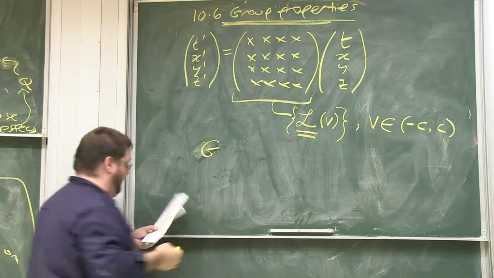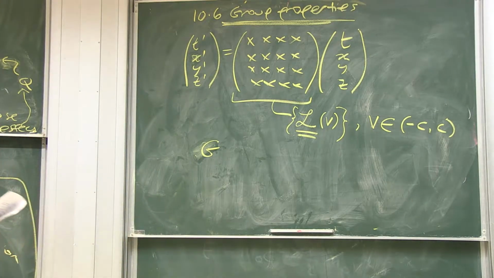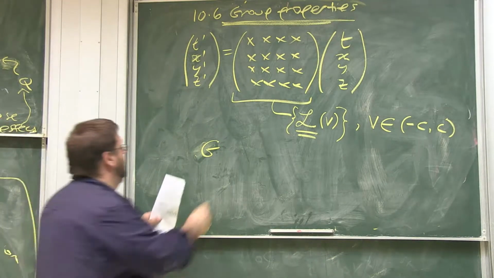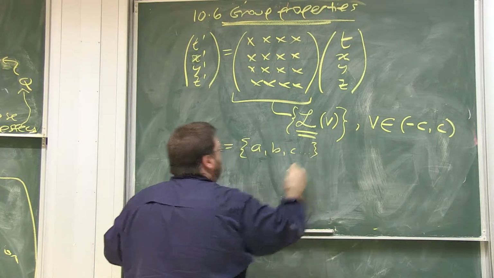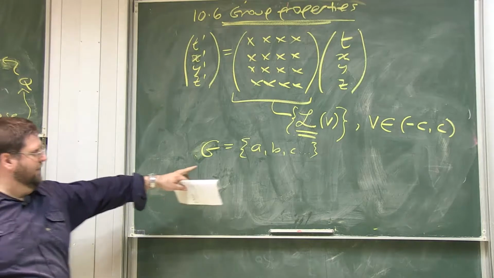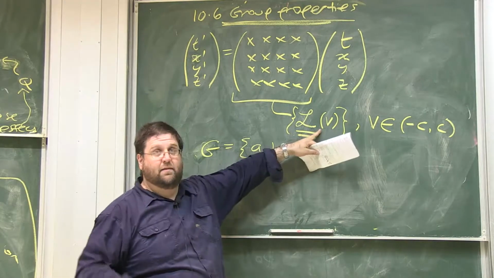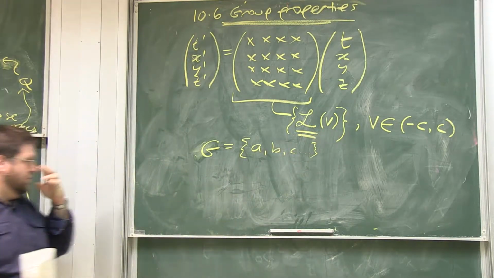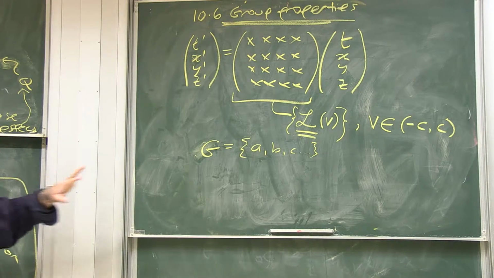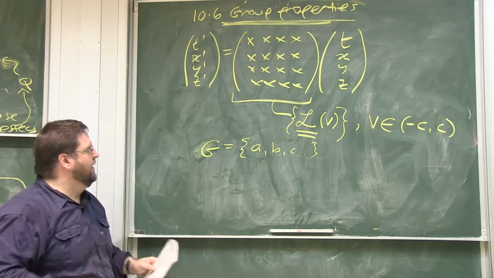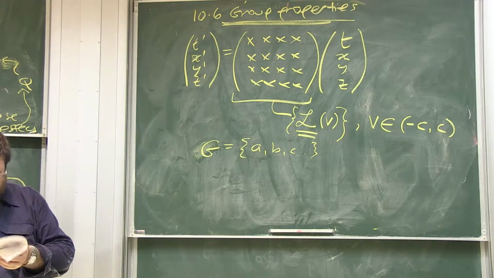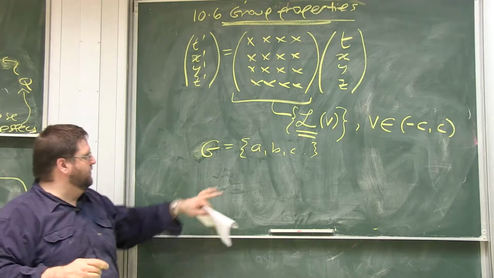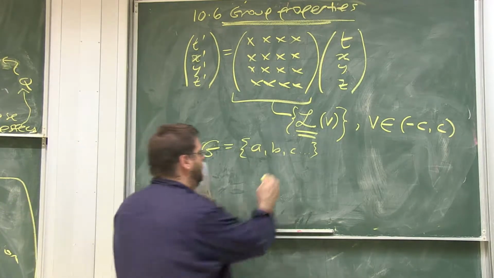So capital G is some set of elements, or set of operations, A, B, C, etc. Now this notation suggests that this is a countable set. In fact, we have an uncountable set. That doesn't matter. It doesn't change the definitions I'm going to give. We have some set of operations, A, B, C, etc., and also the idea that you can have a binary operator that lets you form a product of such operations.